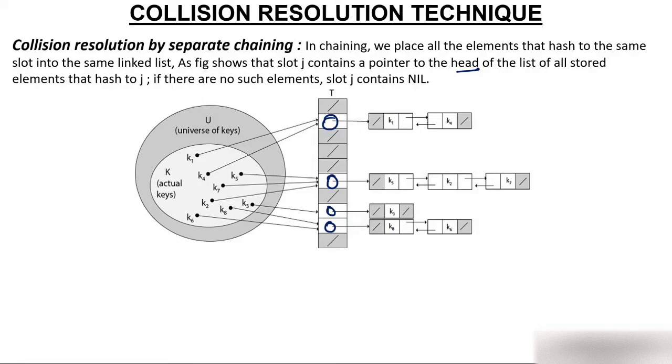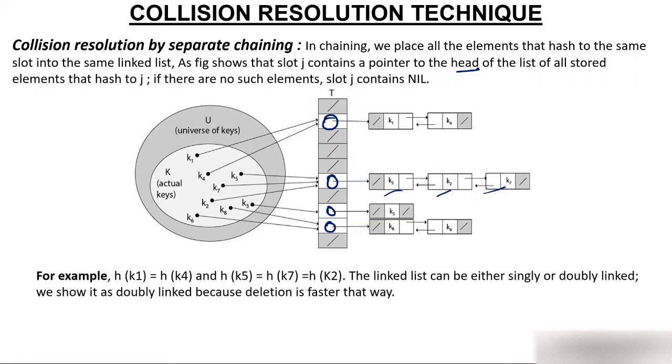Suppose you can see that k1 and k2 are coming to the same place, and then k5, k7 and k2 are again coming to the same place. Here we have created a doubly linked list. What is the benefit of a doubly linked list? In a doubly linked list you can go forward and you can come backward. This is all about the explanation of the figure, which I have already explained.